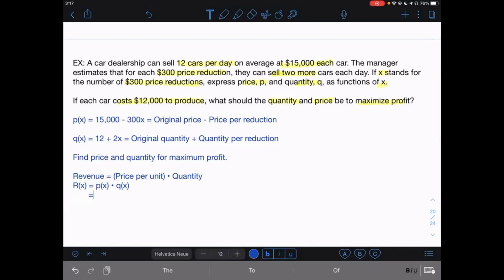All right, so you're going to take our price function, which was 15,000 minus 300X, and then multiply this by 12 plus 2X. So we have to FOIL this out. Foiling this out is going to give us 180 times 12, 180,000 plus 26,400 times X. Double check that real quick. That should be about right.